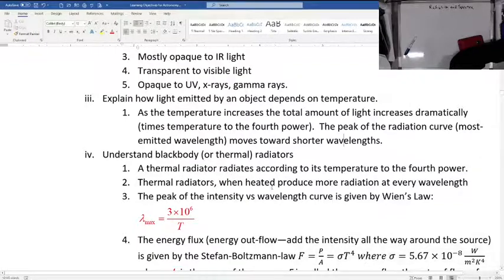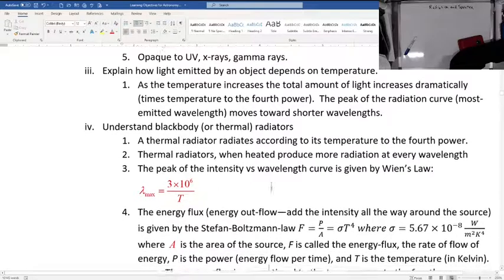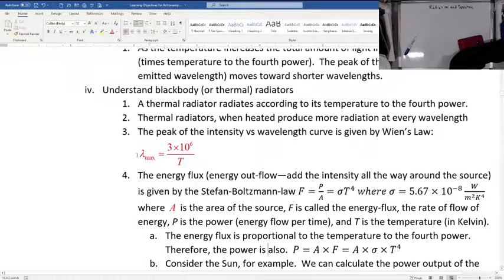And so, for example, there's something called Wien's law. Wien's law says that the maximum wavelength, in other words, the peak wavelength in those curves we were just looking at, is 3 times 10 to the 6 divided by the temperature in Kelvin. And so as the temperature gets larger, right, we all know how fractions work. As the denominator gets bigger, the numerator doesn't change, so the fraction gets smaller. And so the wavelength for the peak of that curve gets smaller as the temperature rises.